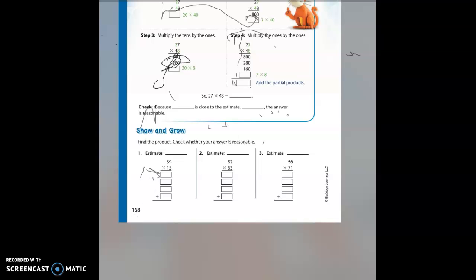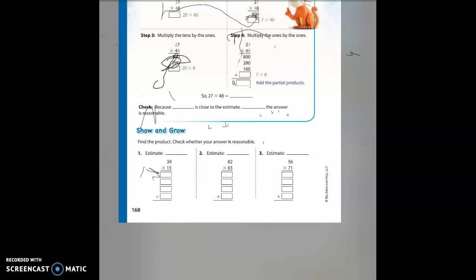Then you're going to move to the ones place. What's 30 times 5? Put that beneath. And then what is 9 times 5? That'd be 45. So then we're going to add all those together. And you should get about 585. I believe if I did that right.